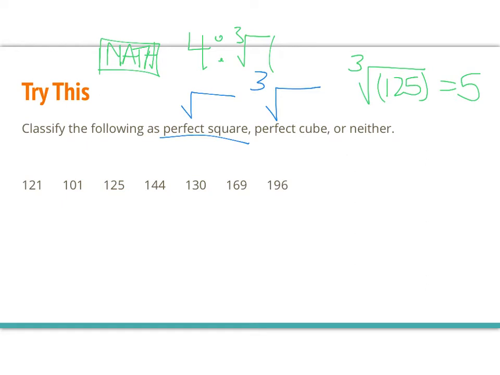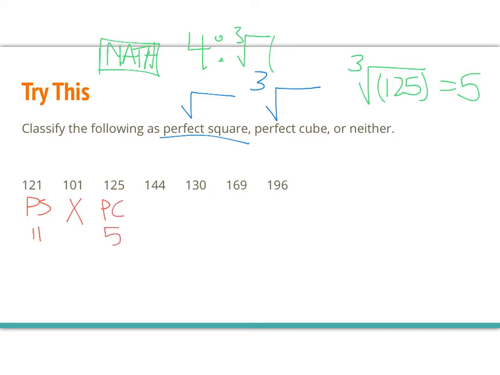Going through, 121 is a perfect square. The square root of this is 11. So a perfect square, and the answer is 11. 101 is not a perfect square, so you test the perfect cube and you find that it is neither. 125 is not a perfect square, so you test the perfect cube. We just did it. It is a perfect cube.